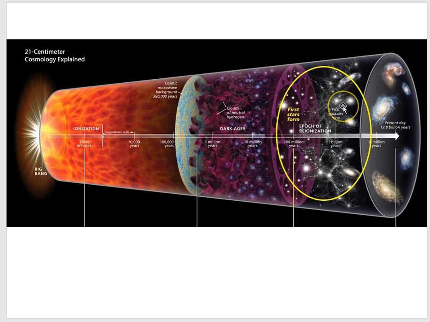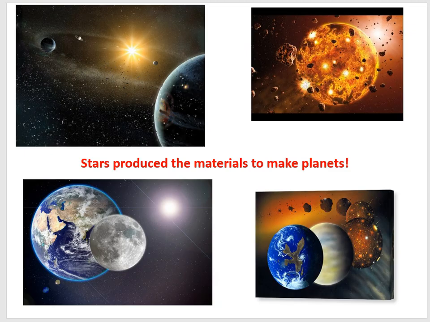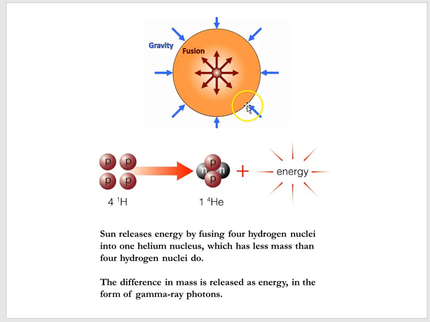But at this stage, we don't have any planets yet. So in this lesson, we'll look at where planets come from. And we'll see that stars produced the materials to make planets. Let's recall what stars are doing.